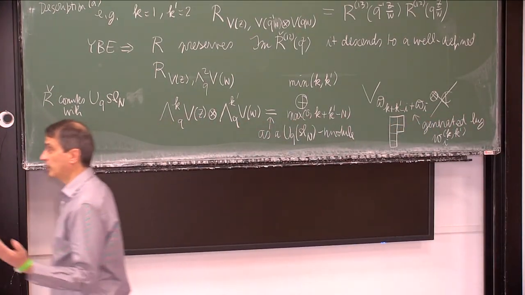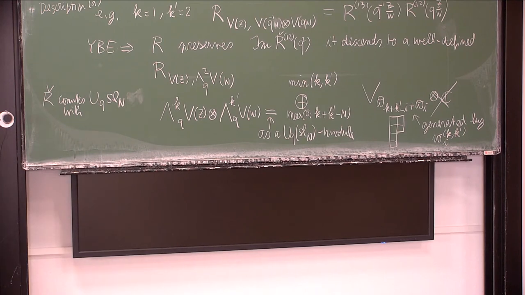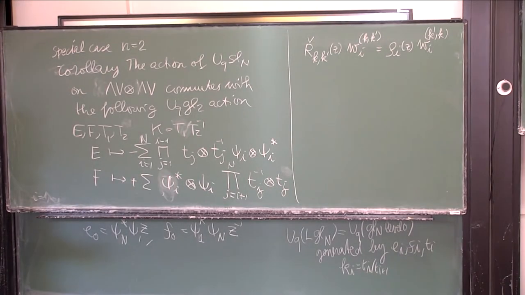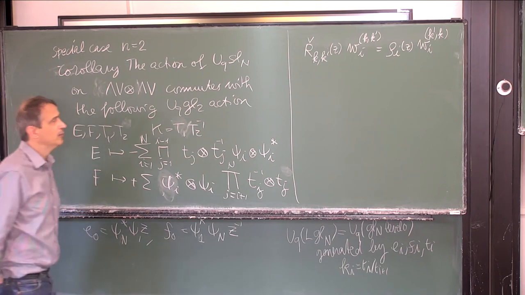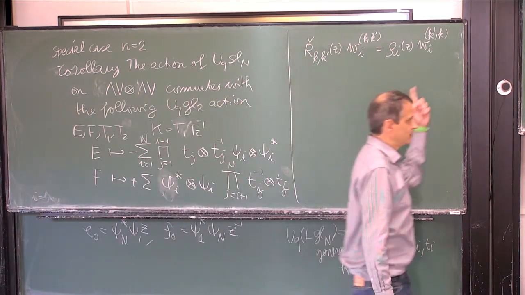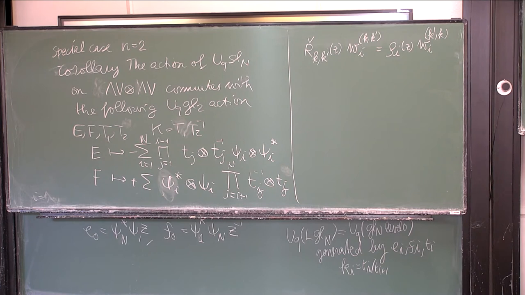So we get a kind of simpler, more transparent formula, and it should probably be derived directly, not using this story here. But in principle, you could get it from the universal R matrix.